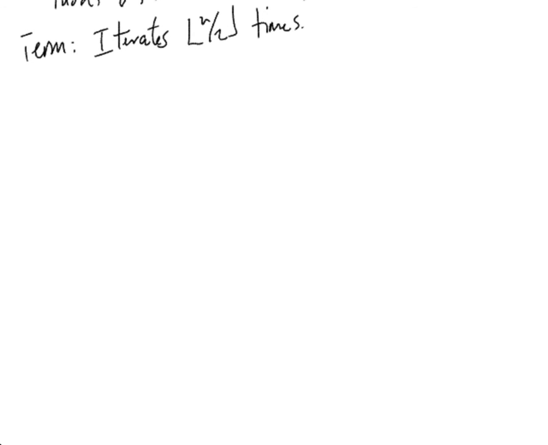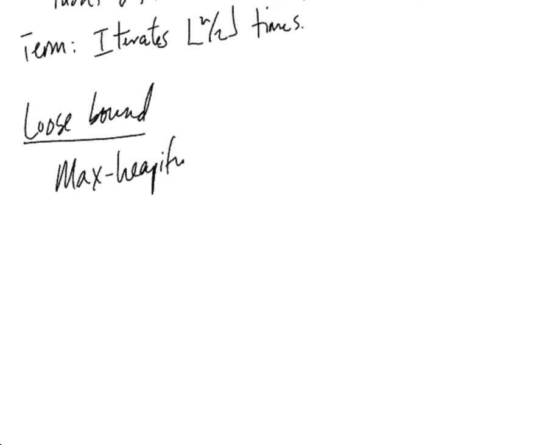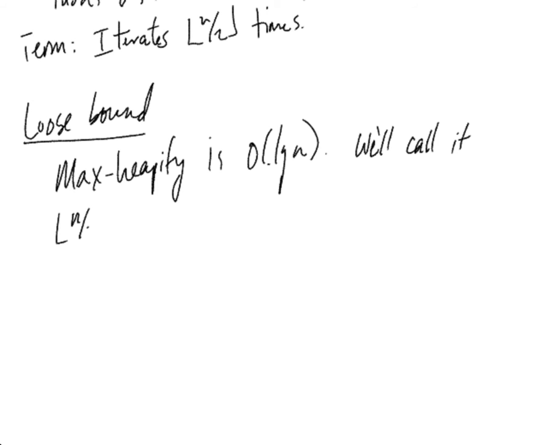Let's see if we can come up with a bound for the running time of build max heap. So we'll start with a loose bound. We know that max heapify, as we've talked about before, is order log n. Now, how many times are we going to call it? Well, we start at the midpoint of the array, the floor of n over 2, and we're going to call it all the way down to 1 or 0. So we're going to call it floor of n over 2 times.